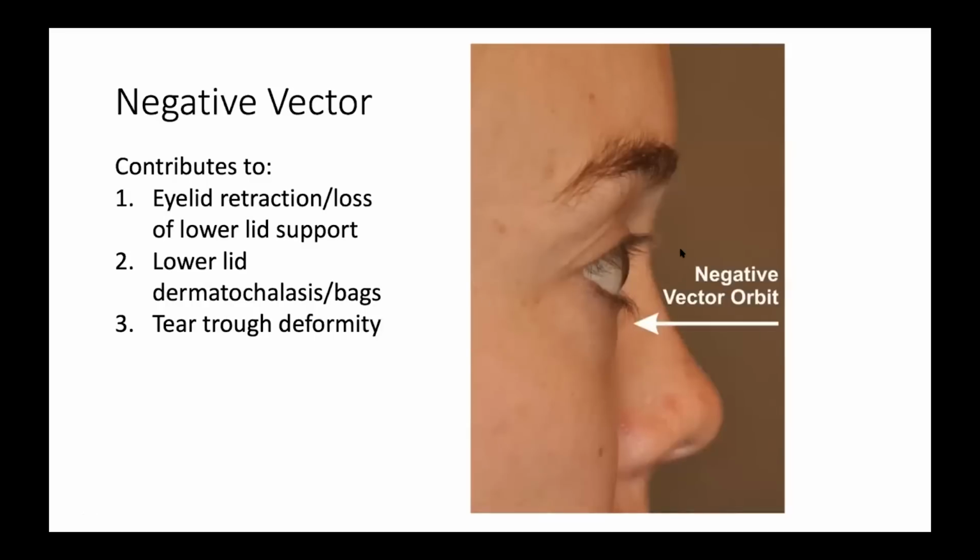This young woman is actually only in her early 20s. However, because she has a negative vector of the orbit, you're starting to see the lower lids protrude a little bit. Here is that little indentation. That's where that orbital retaining ligament, or the orbital malar ligament, is holding those tissues in.